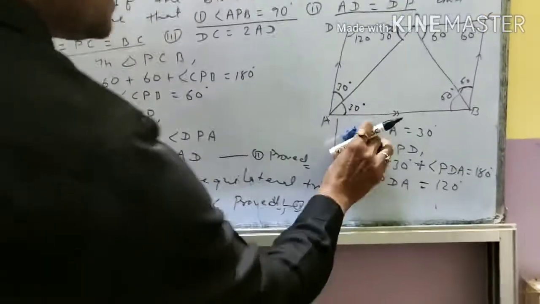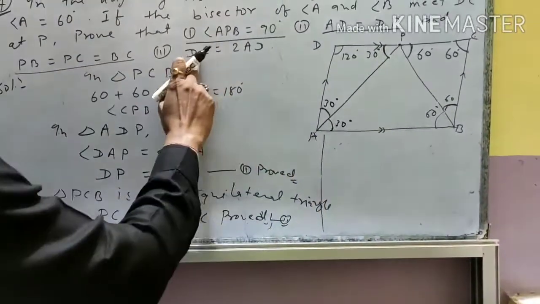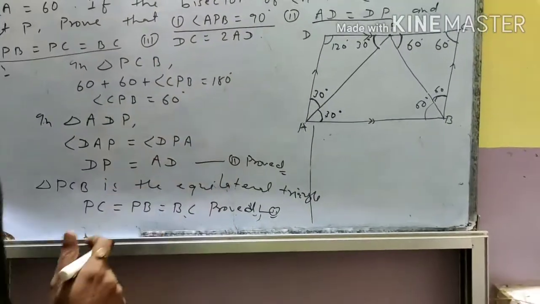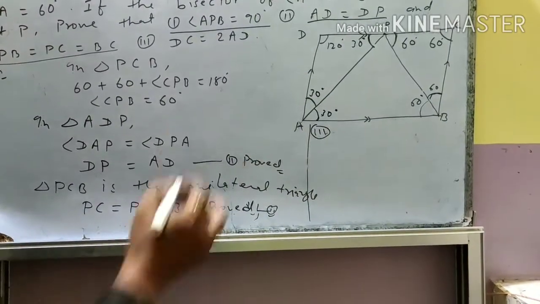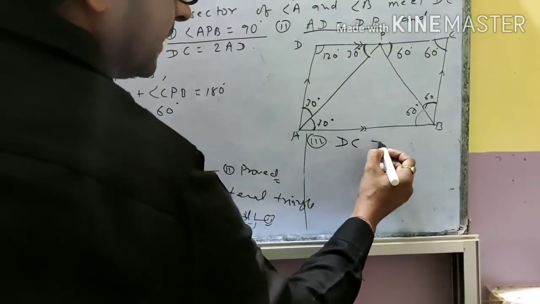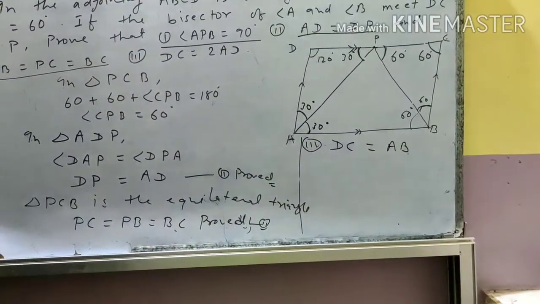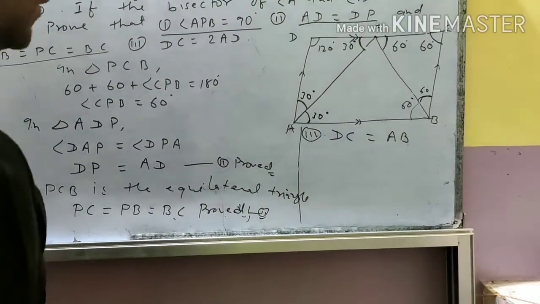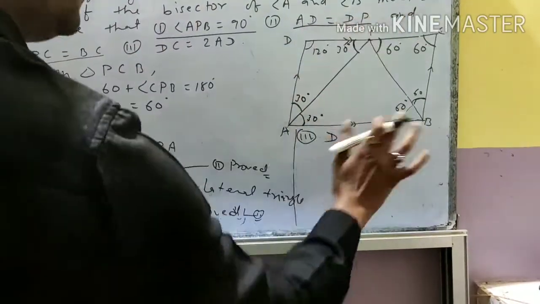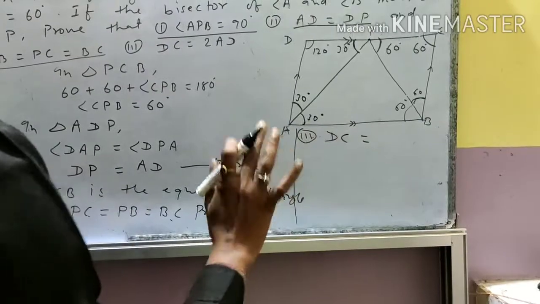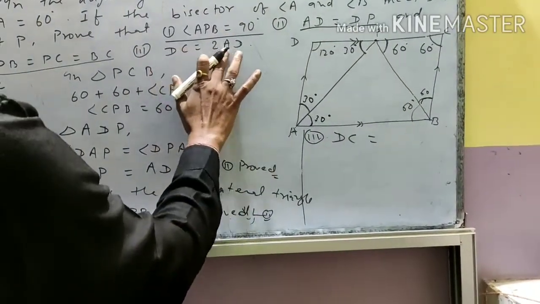And the last one is DC is equal to 2 times AD. Okay, DC is equal to 2 times AD. Third one, DC is equal to AB. We can write DC is equal to AB, but in this question, no need to write DC is equal to AB. DC is equal to 2 times AD.